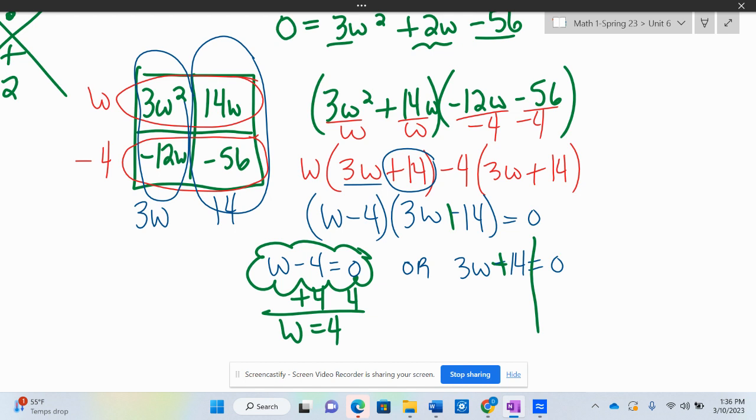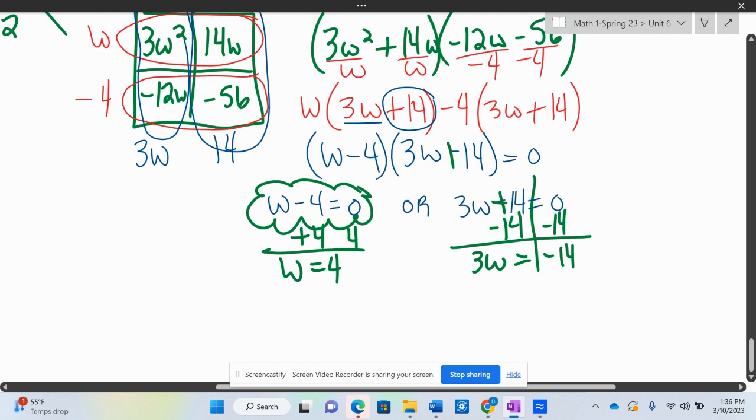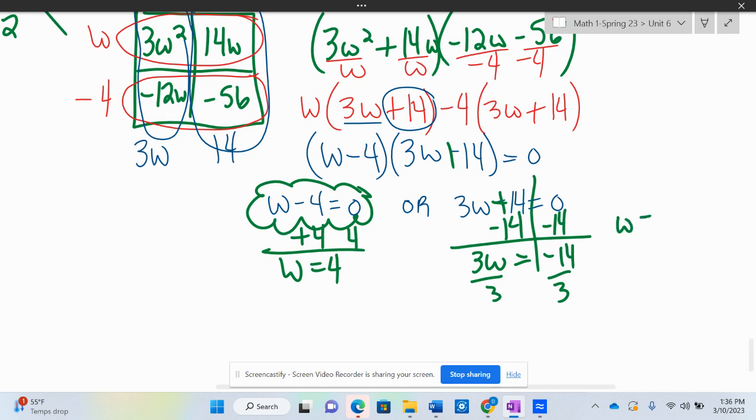Well, let's talk about how we did that. How do I solve this? This is a two-step equation. Subtract 14 from both sides. So 3W equals negative 14. And then we do what? Divide both sides by 3. So W equals negative 14 over 3.